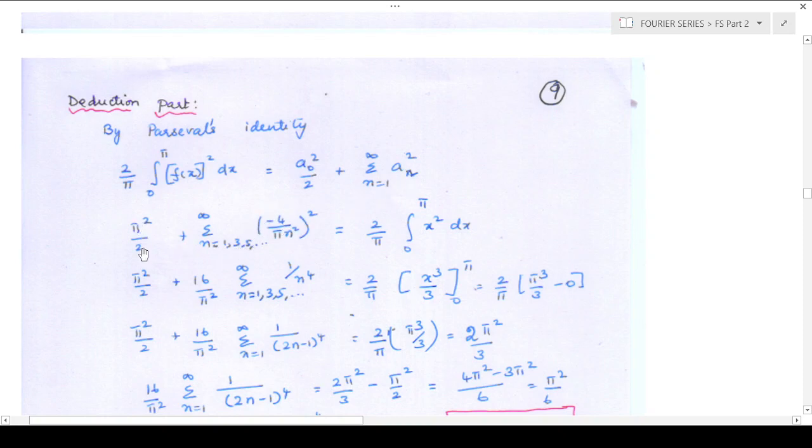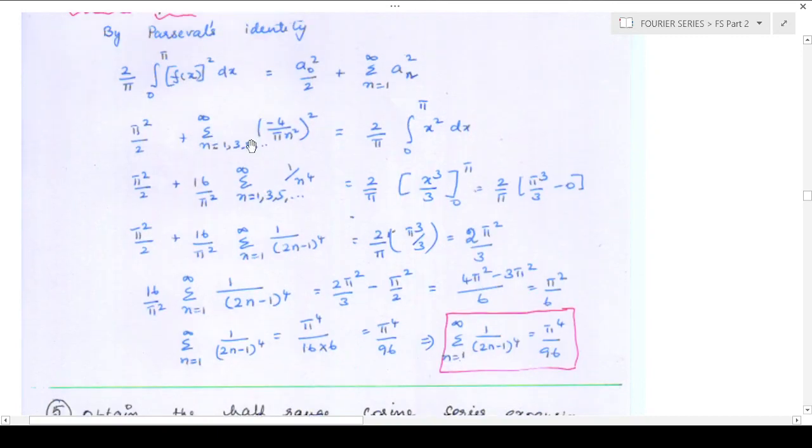And then a naught square by 2, you are writing it equal to 2 by pi integral 0 to pi f of x the whole square. f of x is x, so it will become x square dx. Integrate this. Then here, what we are going to do is take this 16 by pi square. If you square it, it will be 16 by pi square n power 4.